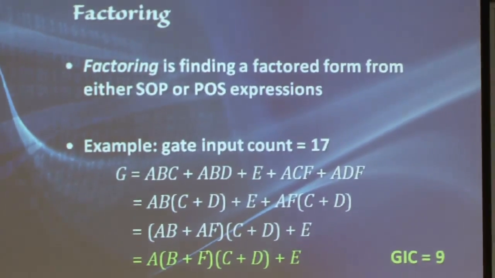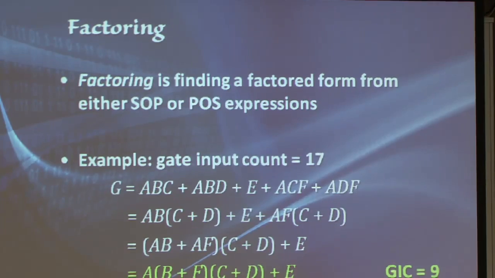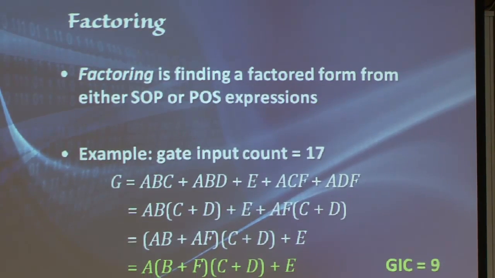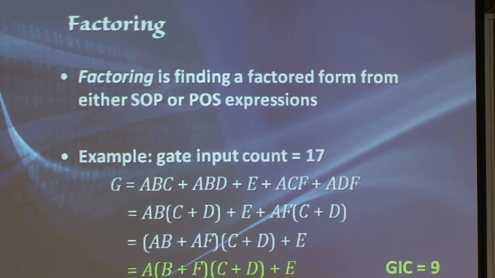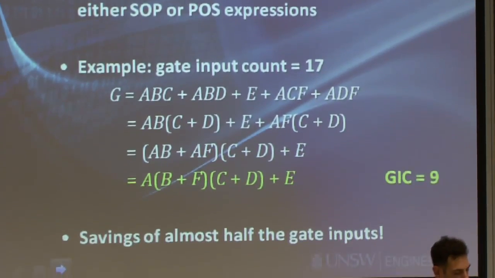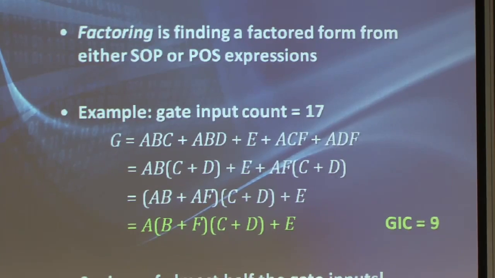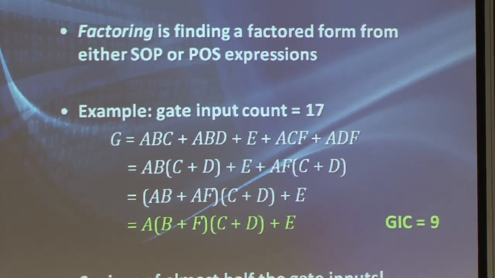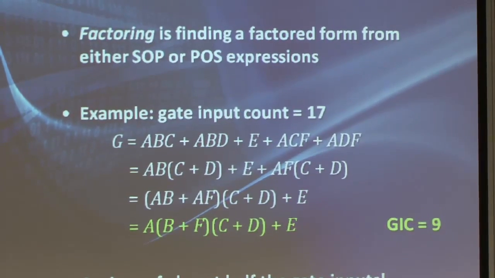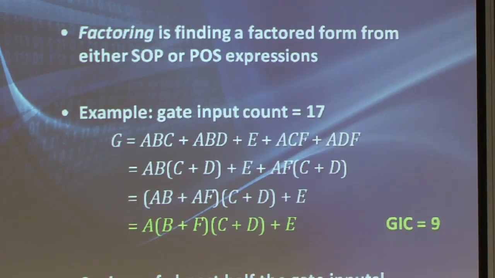Factoring is really just taking a sum of products of some expressions, coming possibly from a Karnaugh map, and then pretty much factoring common terms out. So for example, if I have the function g that has a gate input cost of 17.